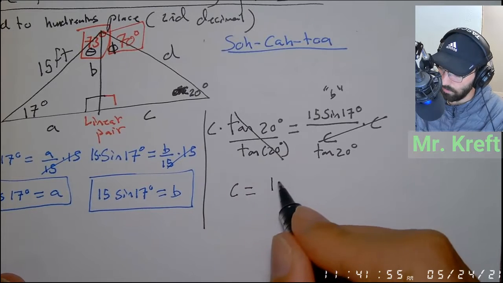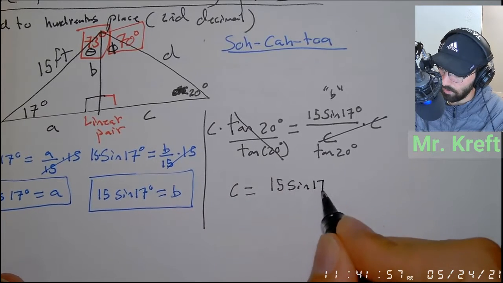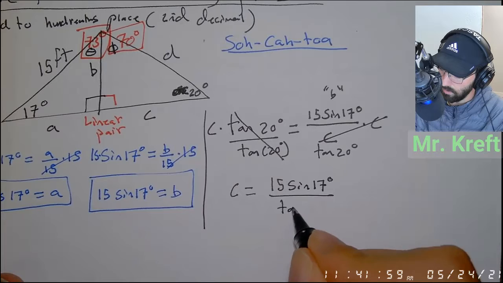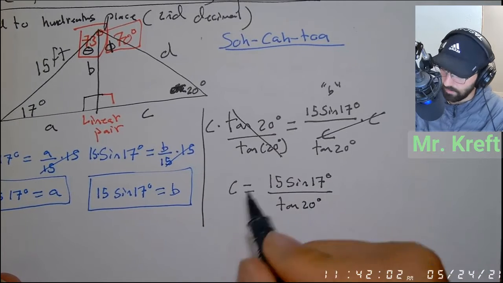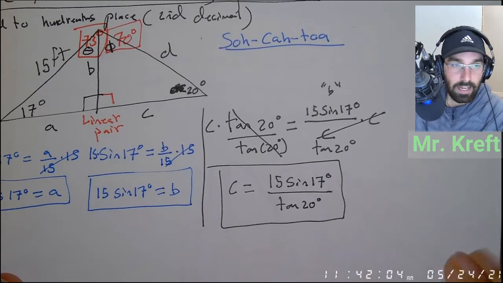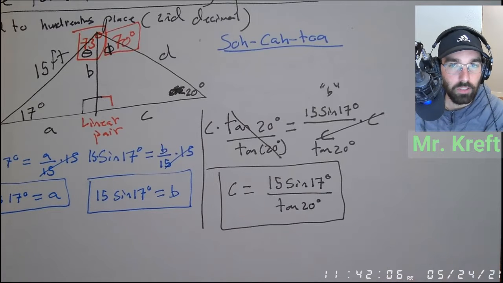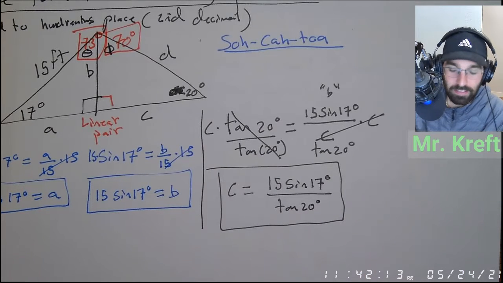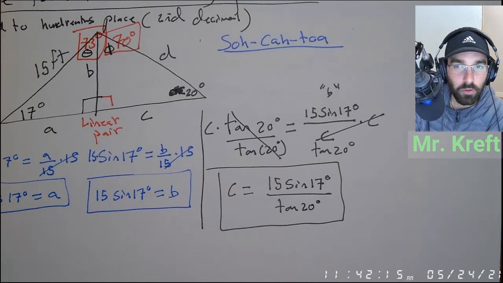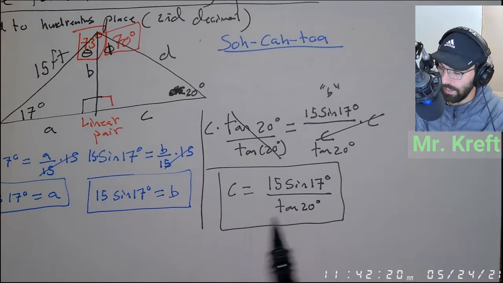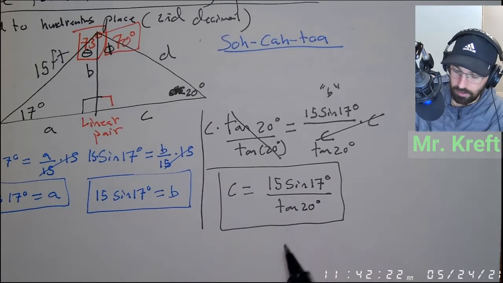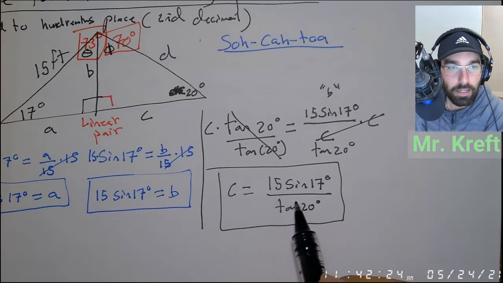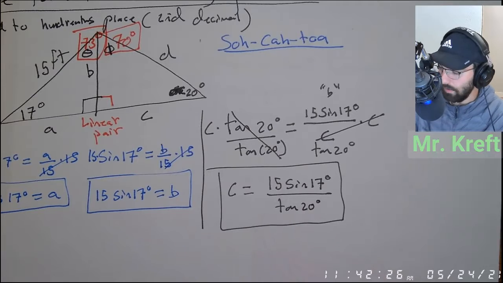So I get C equals 15 sine of 17 degrees over tangent of 20 degrees. And this is my exact answer, right? There's no rounding. I haven't used a calculator. You can do this without a calculator. Boom, there it is. I think some people get so focused on the calculator use, the exact answers are really easy to find. And this isn't harder to do in a calculator. Yeah, you have to hit a couple more buttons, but it's easy to type in.